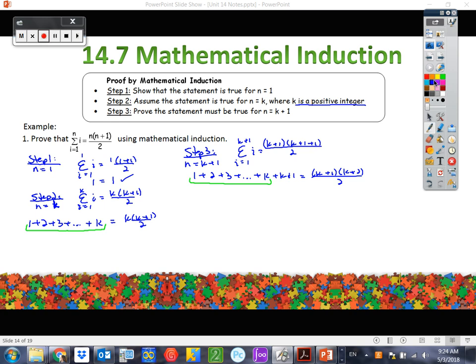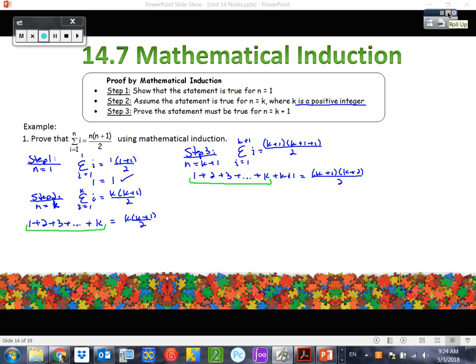So I'm going to use an algebraic property of substitution. I'm going to take all of this out and substitute this in its place. We've just established these are equal to each other. Does that make sense? So let's do that. So this becomes k times k plus 1 over 2 plus k plus 1 equals k plus 1, k plus 2 over 2.